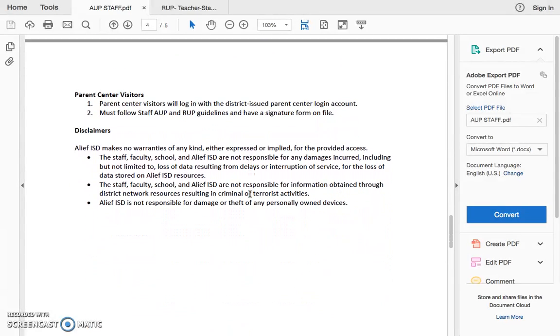Parent visitors must go to the parent center, and they will use a login at the center, and they must be in compliance with the AUP, RUP guidelines and have a signature. The remaining sections are disclaimers protecting the district from theft or damage to items.